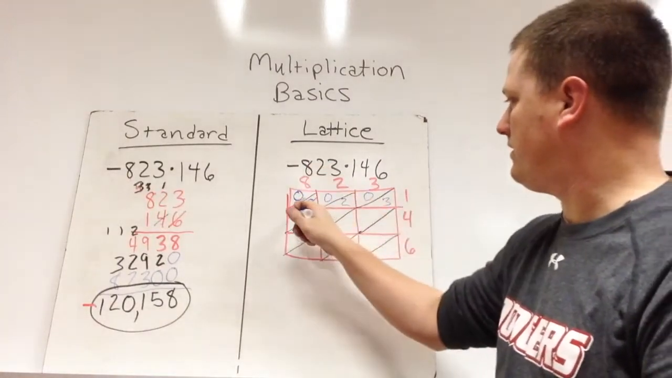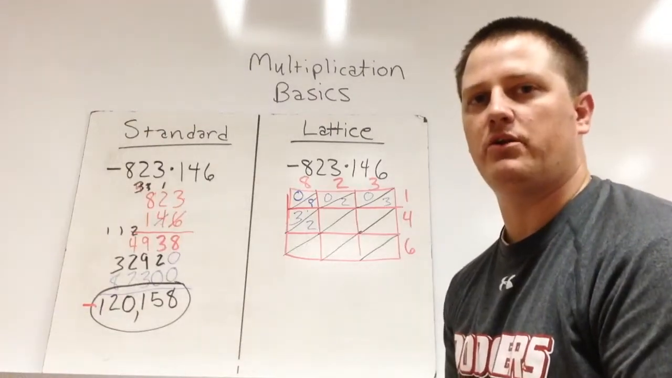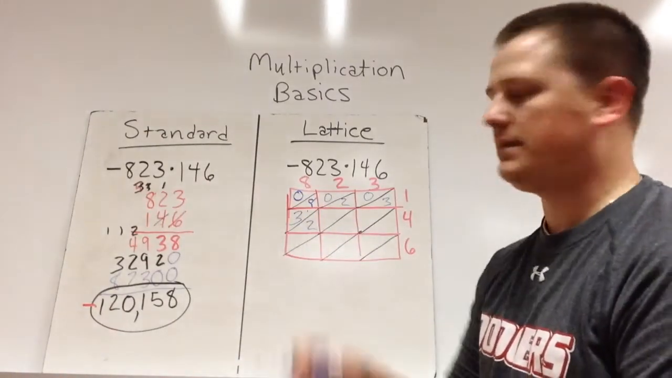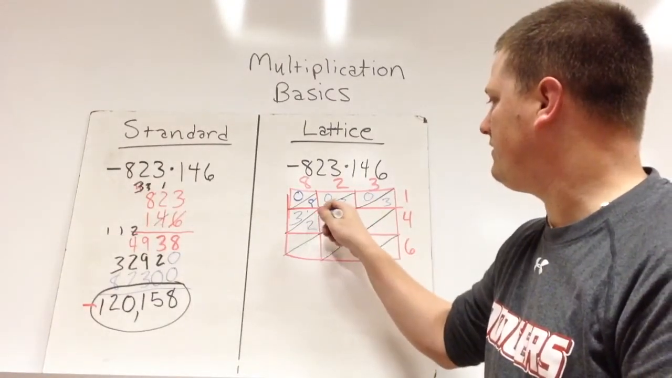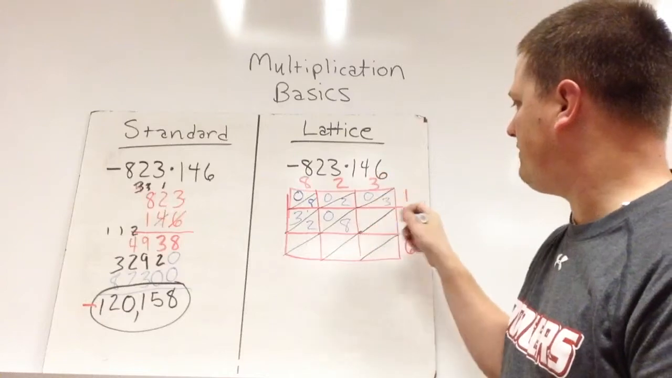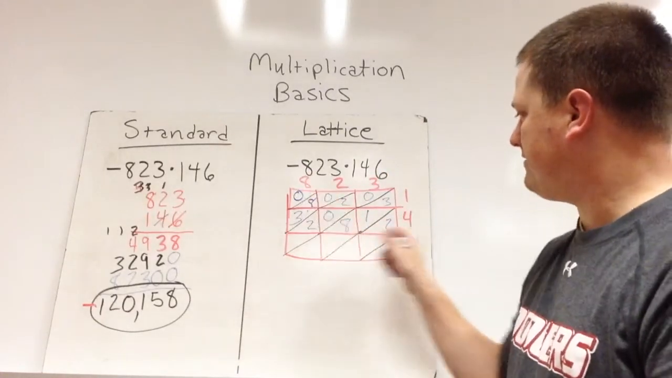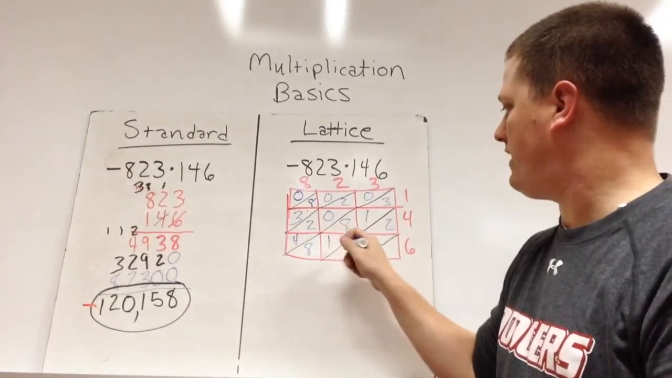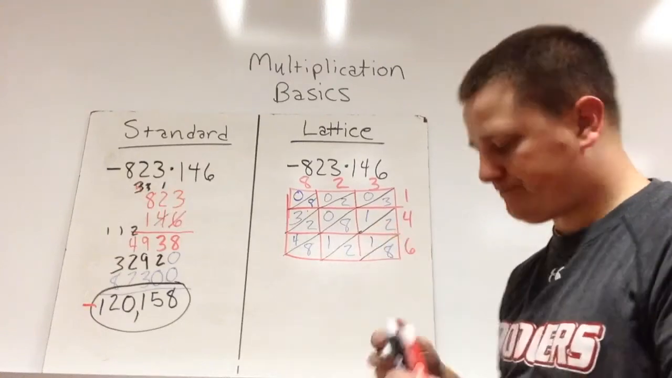8 and 4 make 32. Every multiplication we do will have 2 digits. That's why we've broken the box into 2 spots. Top one is always your tens. 2 times 4 is 8, so 0, 8. 3 and 4 make 12, so 1, 2. 8 and 6 make 48. 2 and 6 make 12. 3 and 6 make 18.